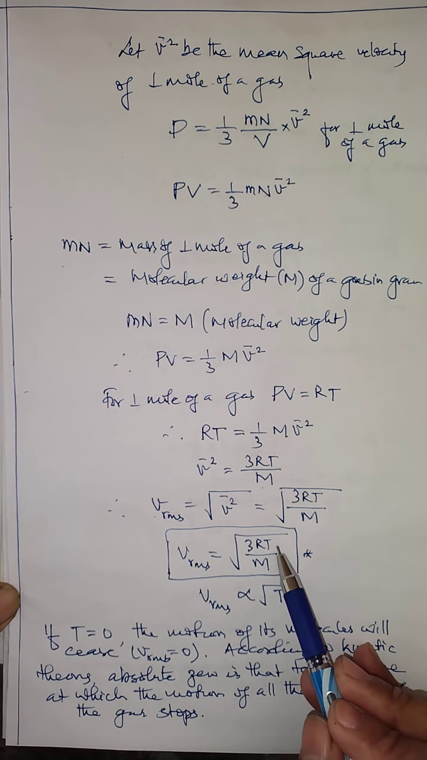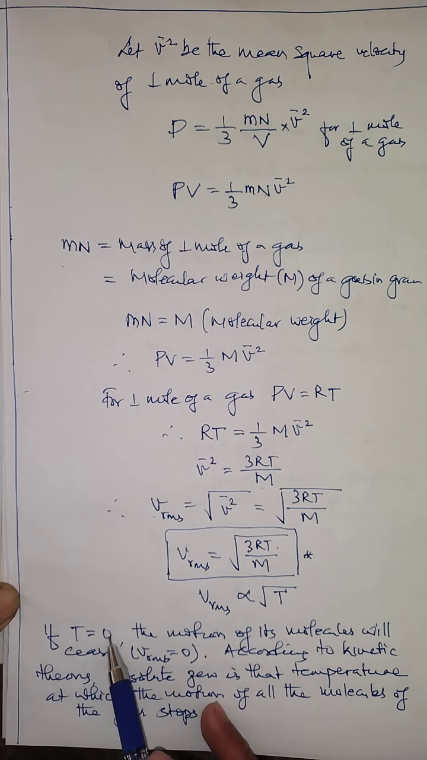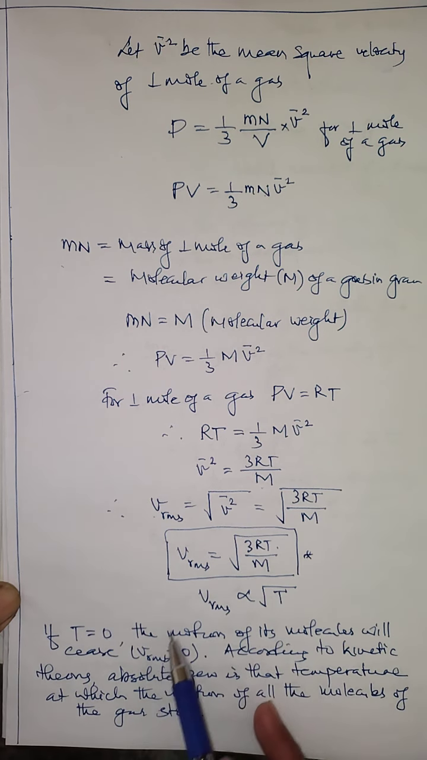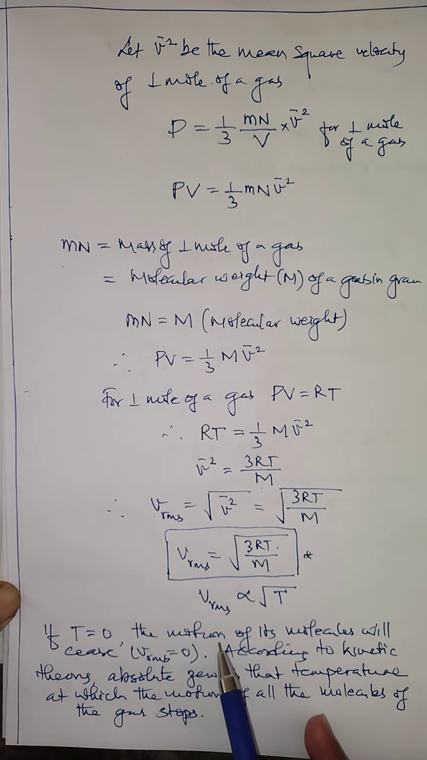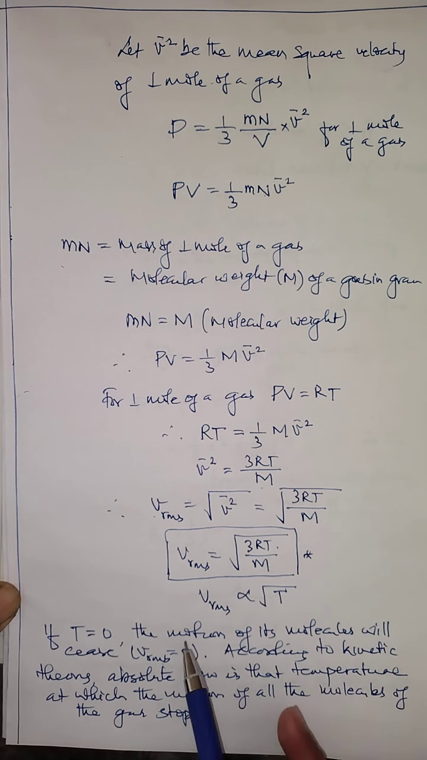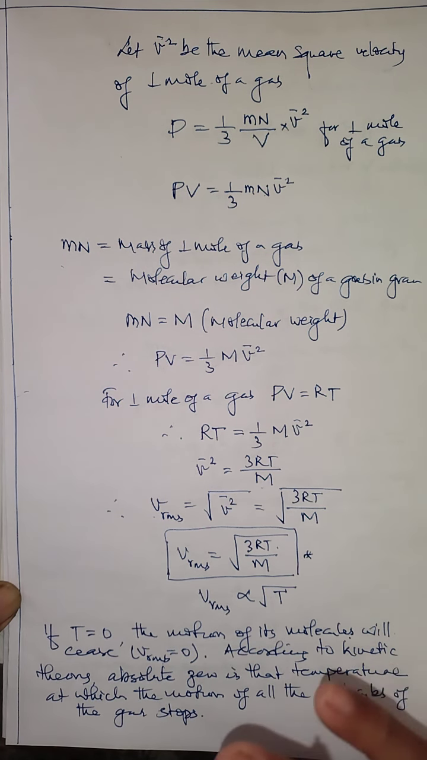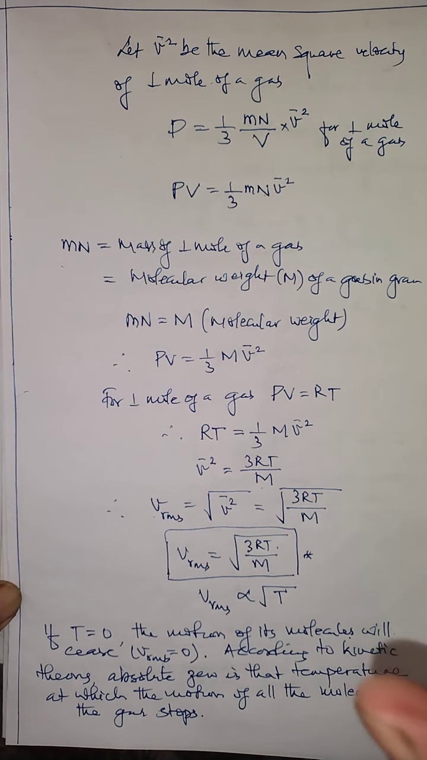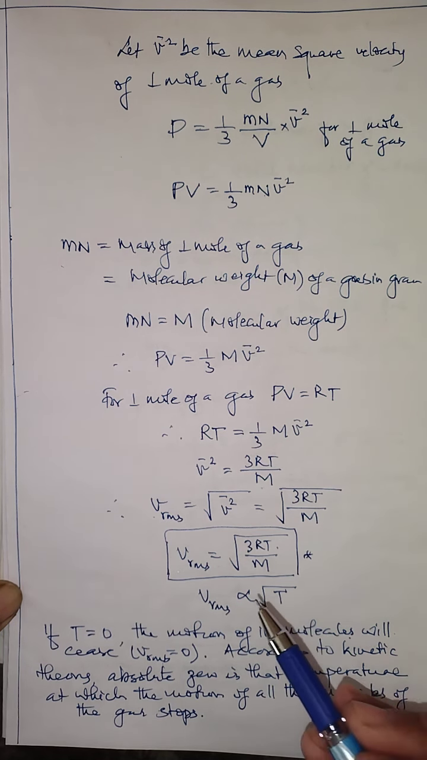Now, children, another conclusion we can make from this relation is, if the absolute temperature of the gas is 0, then what happens? The RMS velocity also becomes 0. RMS velocity 0 means the molecules have no motion. The motion of the molecules of a gas will cease. All the molecules of gas will simply stop, meaning no motion at all. But this is not a reality. This cannot actually happen in practice.